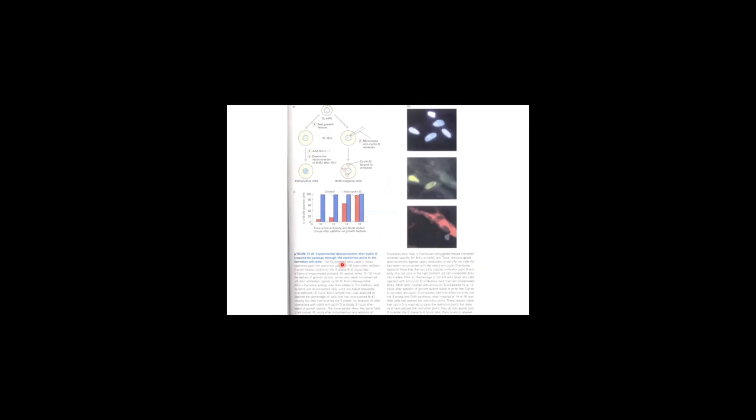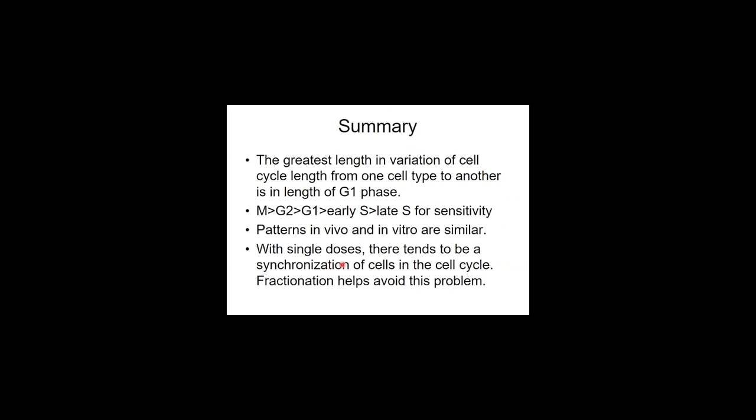So to summarize this topic, the greatest length and variation of cell cycle from one cell type to another is in the length of its G1 phase. If we look at those cells that are in the cell cycle, not G0, M is greater than G2, is greater than G1, is greater than early S, is greater than late S in terms of its pattern for radiation sensitivity.